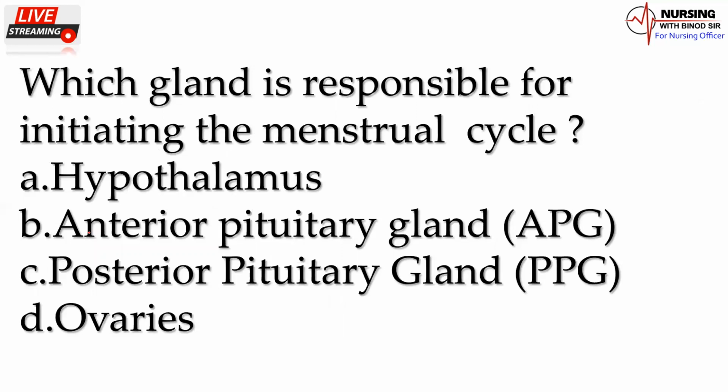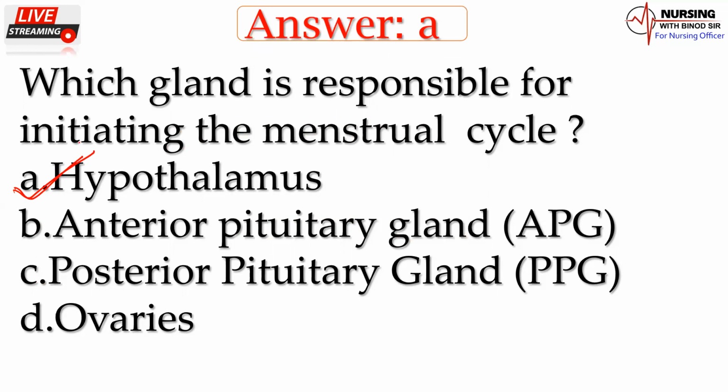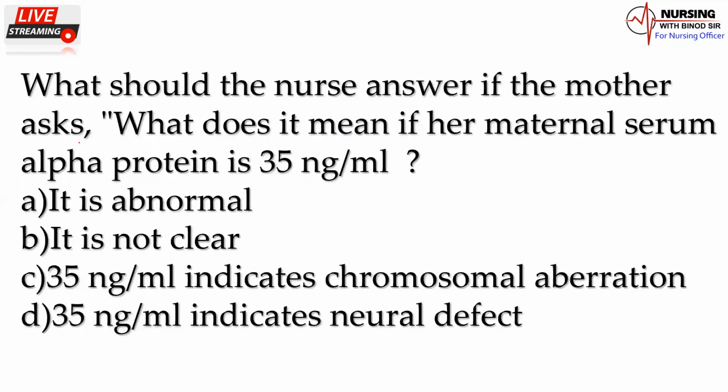Which gland is responsible for initiating the menstrual cycle? A option, hypothalamus. B option, anterior pituitary gland. C option, posterior pituitary gland. D option, ovary. Which of the following organs or gland is responsible for initiating the menstrual cycle? So your answer will be the hypothalamus. Answer is A option. Now we'll come back to next question.